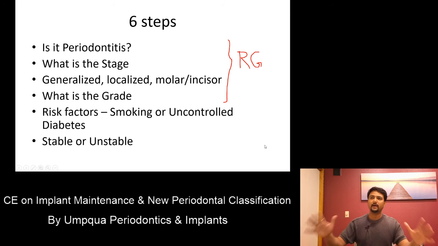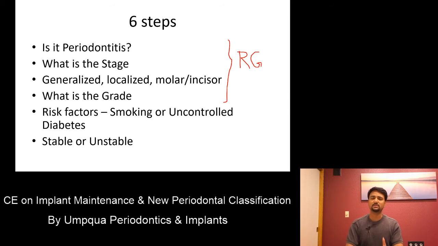So here's my formula, or a way of making all this easy. If you follow these 6 steps, I am sure you can stage and grade a patient within 5 minutes. For the first 4 steps listed here, all you need is full mouth radiographs. And without even looking at your charting, you can assign a stage and grade to this patient. Okay, so what are these 6 steps?